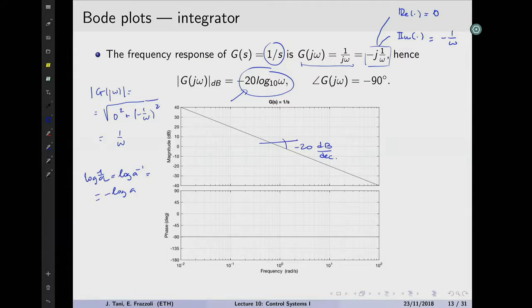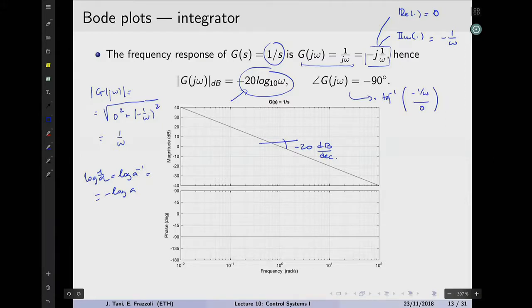What about the phase? Well, same method as before. So these Bode plots are really kind of simple because we can apply this same method over all the terms and then we just sum things up. But first we need to see how they work. So, well, what about the phase? Tangent inverse of the imaginary part over the real one. What's the imaginary part? The imaginary part is minus 1 over omega. The real part is 0.